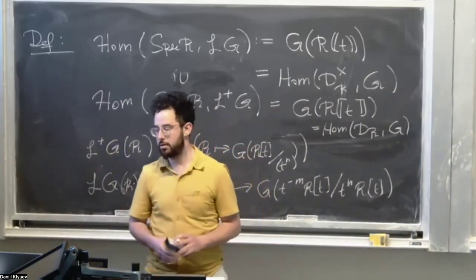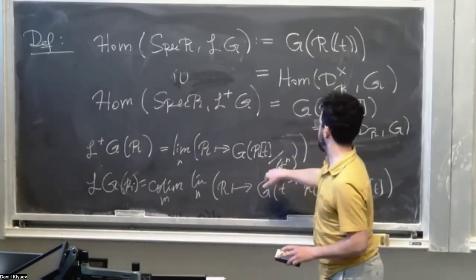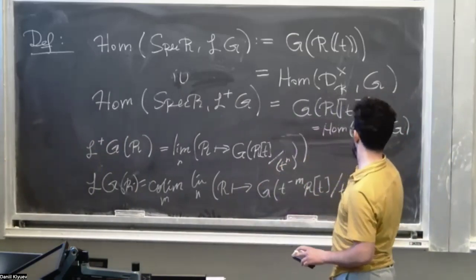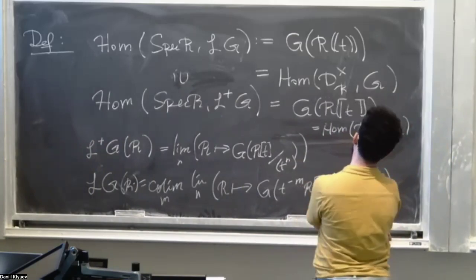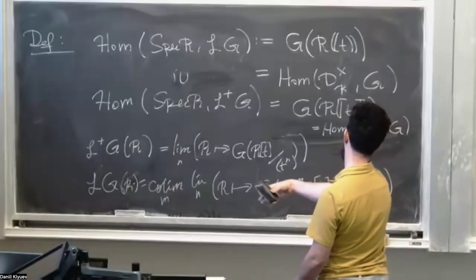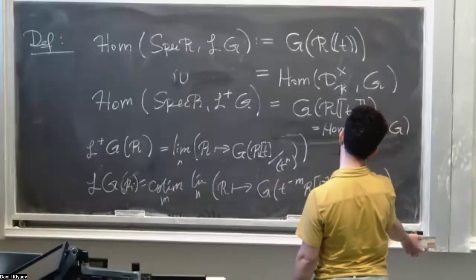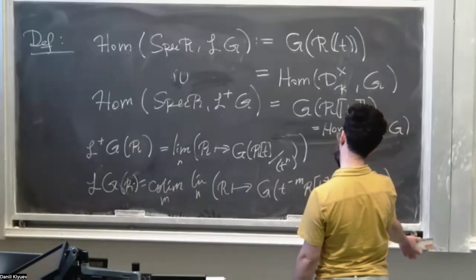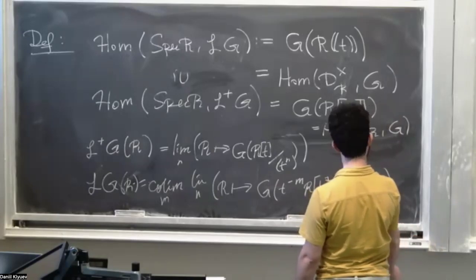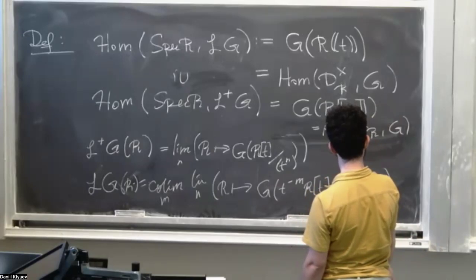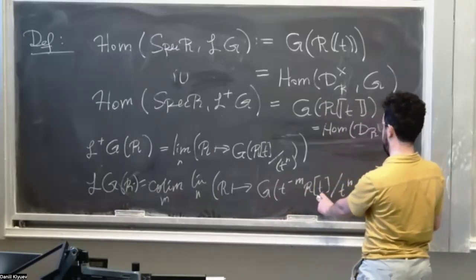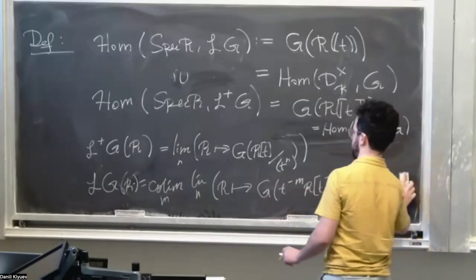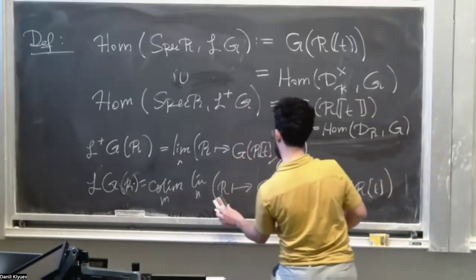Sorry, where is t^{-M}R[t]? Yes, you just take it, that's right. I guess you should take the colimit over the multiplication by t map from L^+G to itself.